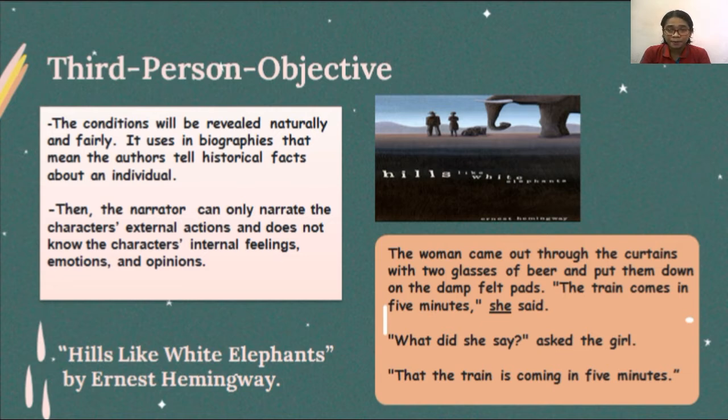So in this example, as you can see, the author uses the pronoun "she", so it means the narrator is using the third person point of view. And if you analyze this example, it only describes the external actions done by the character, which is the woman. The narrator explained that the woman came out through the curtain with two glasses and then said the train comes in five minutes. So it means the narrator only describes the actions done by the character, but the narrator doesn't know about her feelings, opinions, and emotions.